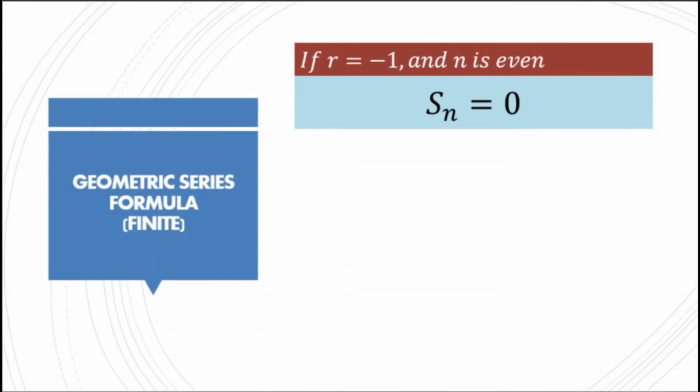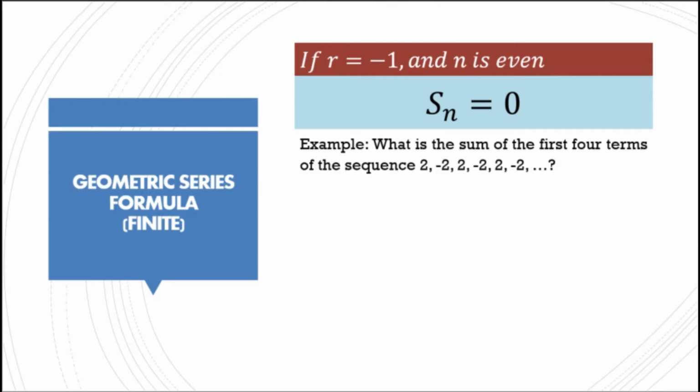Next, if r is negative 1 and n is even, the sum of the geometric sequence is equal to 0. For example, what is the sum of the first 4 terms of the sequence 2, negative 2, 2, negative 2, 2, negative 2, and so on and so forth? Well, let's check first the value of r and n. For r, we have a sub 2 over a sub 1, which is equal to negative 2 over 2, which is equal to negative 1.